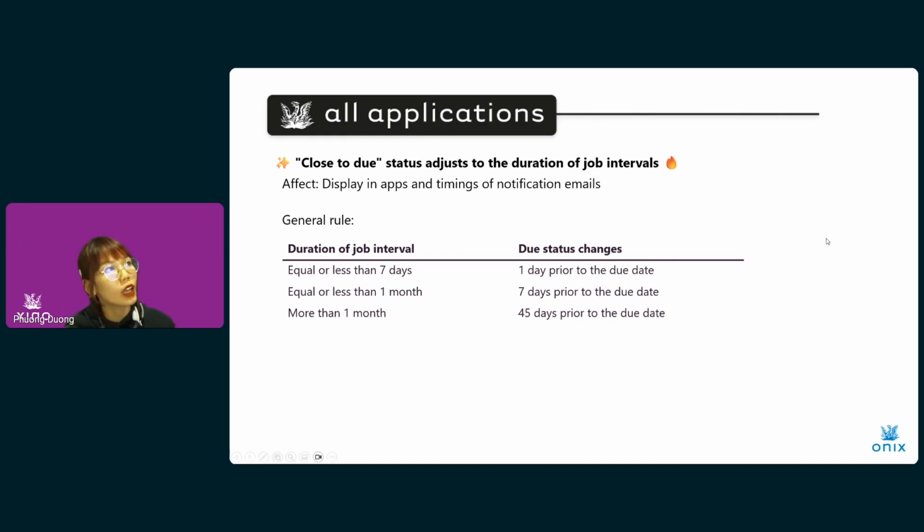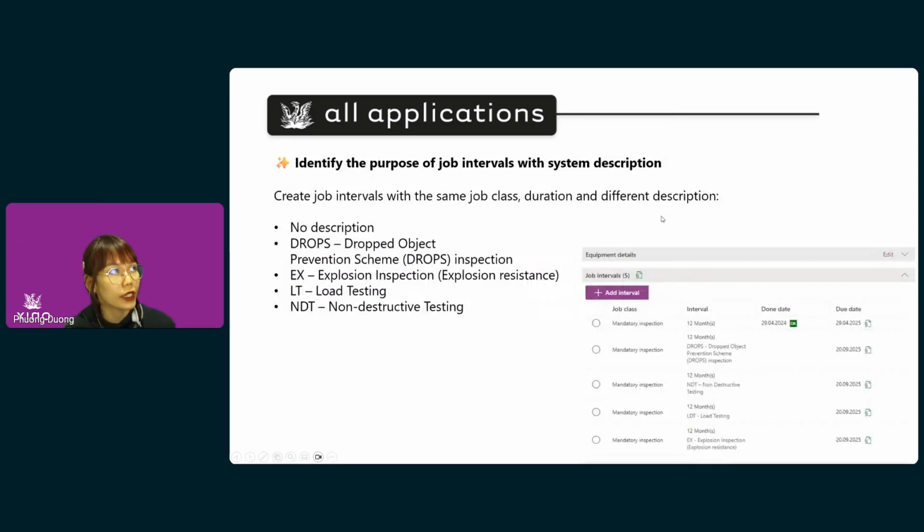So we come to the next big change that applies to all of the applications. That is the job interval description. As you can see in the picture that I showed on the screen, in an equipment, I added many job intervals, 5 in total, and they all have the same job class, mandatory inspection. The intervals are the same, 12 months. But as you can see, the only difference is that each of these intervals has a distinct job interval description.